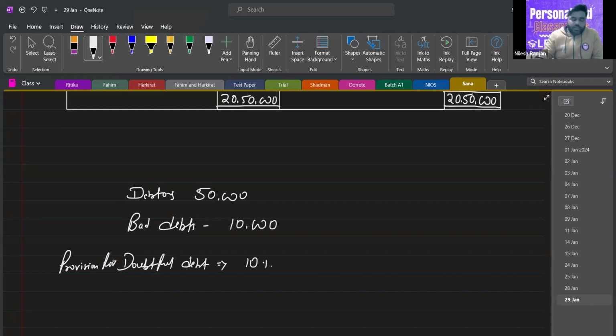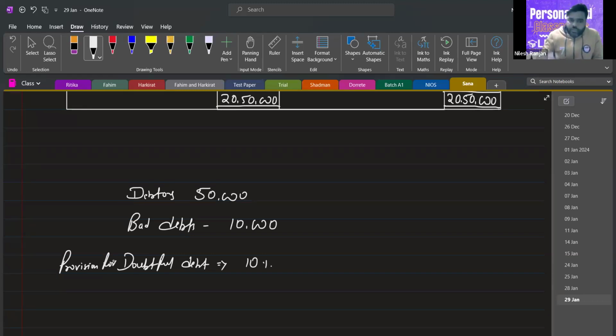First, we will deduct bad debt because we are sure about it, that we will not get it. Very good. And then doubtful debt. What will be the amount of doubtful debt? 5,000.